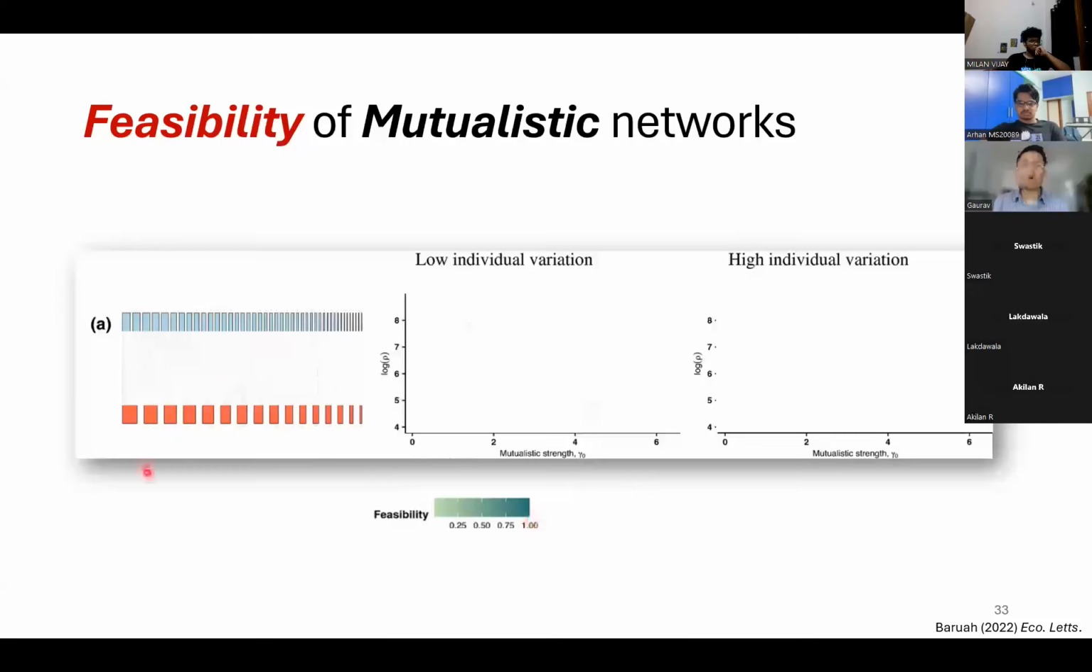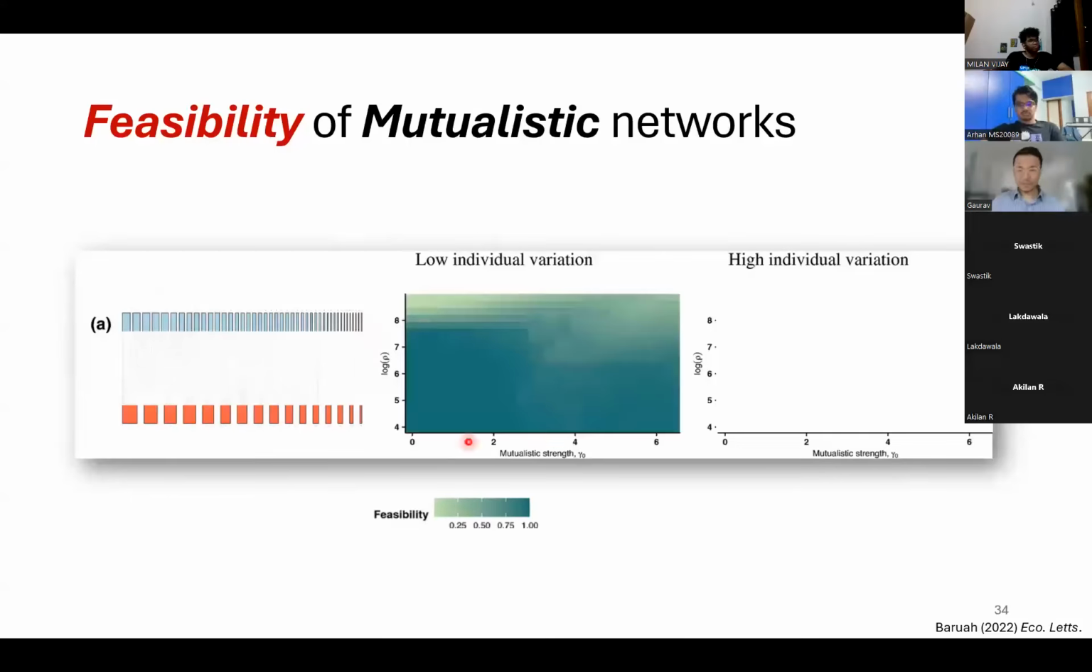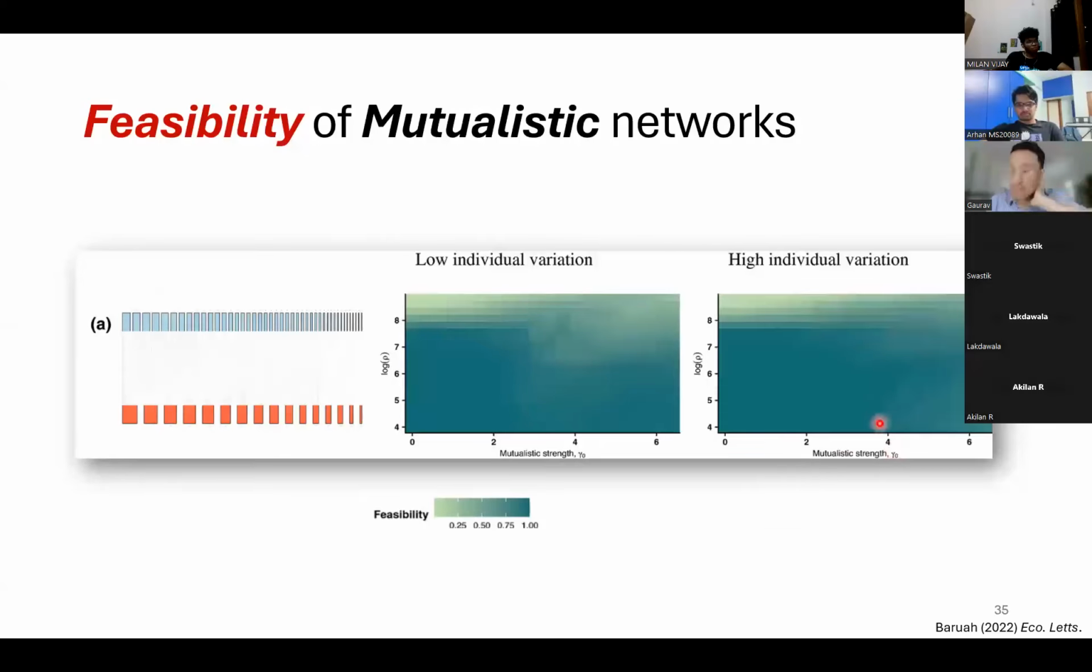And a feasibility of 1 would mean all the species in such a network have a positive abundance. And 0.25 means only 25% of the species have positive abundance at equilibrium. This is for high individual variation, and this is for low individual variation. What I mean by low individual variation is that the variation within species in such traits is very low. So what we find is that you see a lot of parameter space where the feasibility is very low. However, when there is high individual variation, this parameter space extends, which says that when there is variation within species in such networks, the feasibility domain increases. That means there is more coexistence.